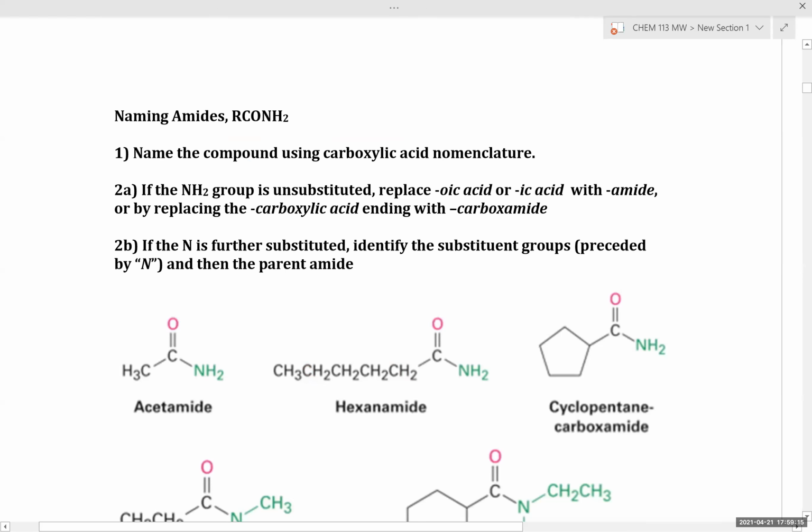Okay, let's talk about the next subclass of compounds, and these are amides. For amides, you name the compound again using carboxylic acid nomenclature rules. There are two cases for amides. If the amide is unsubstituted, you replace the oic acid or ic acid suffix with the amide suffix, or you replace the carboxylic acid suffix with carboxamide, and this occurs if it's a substituent on a cyclic chain.